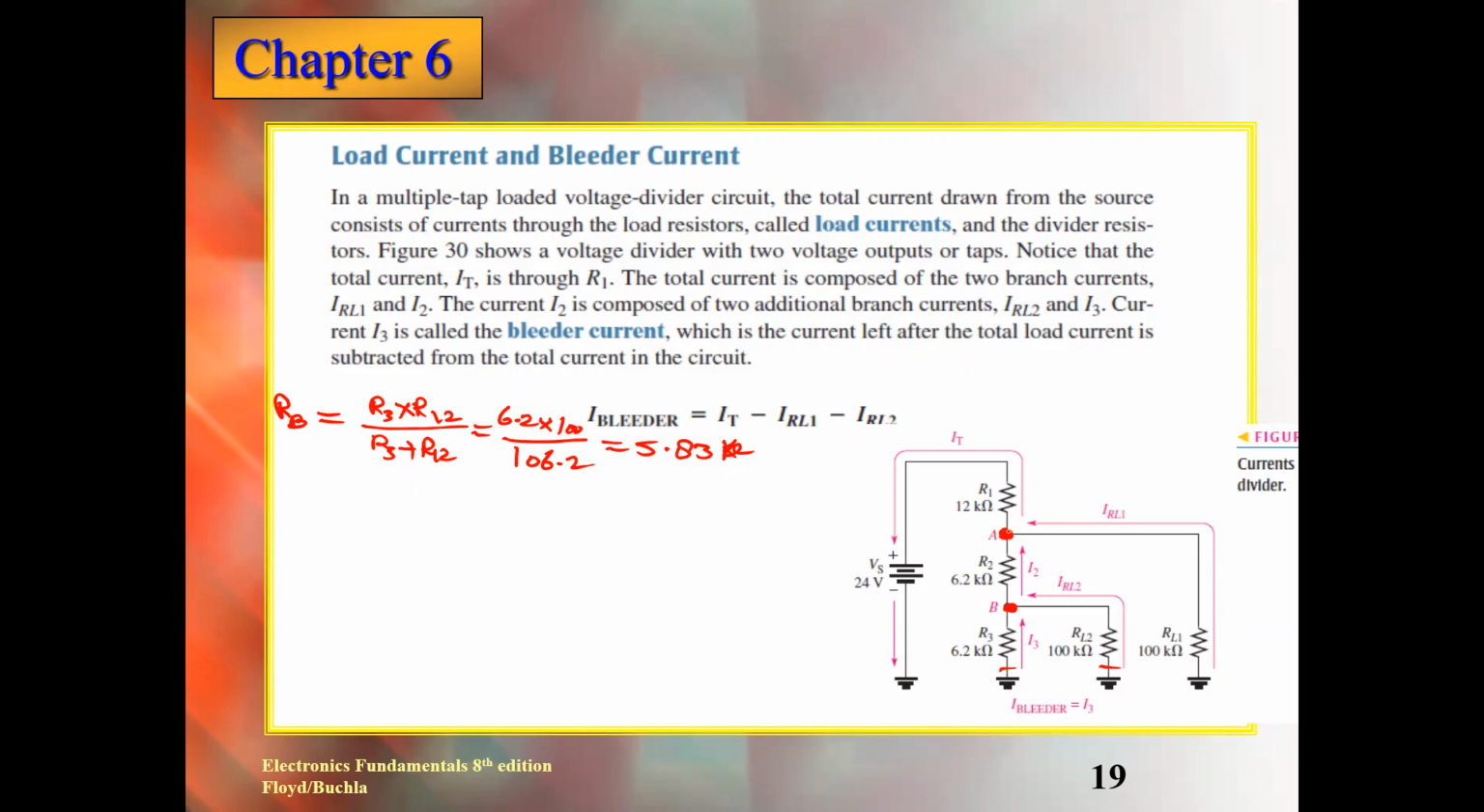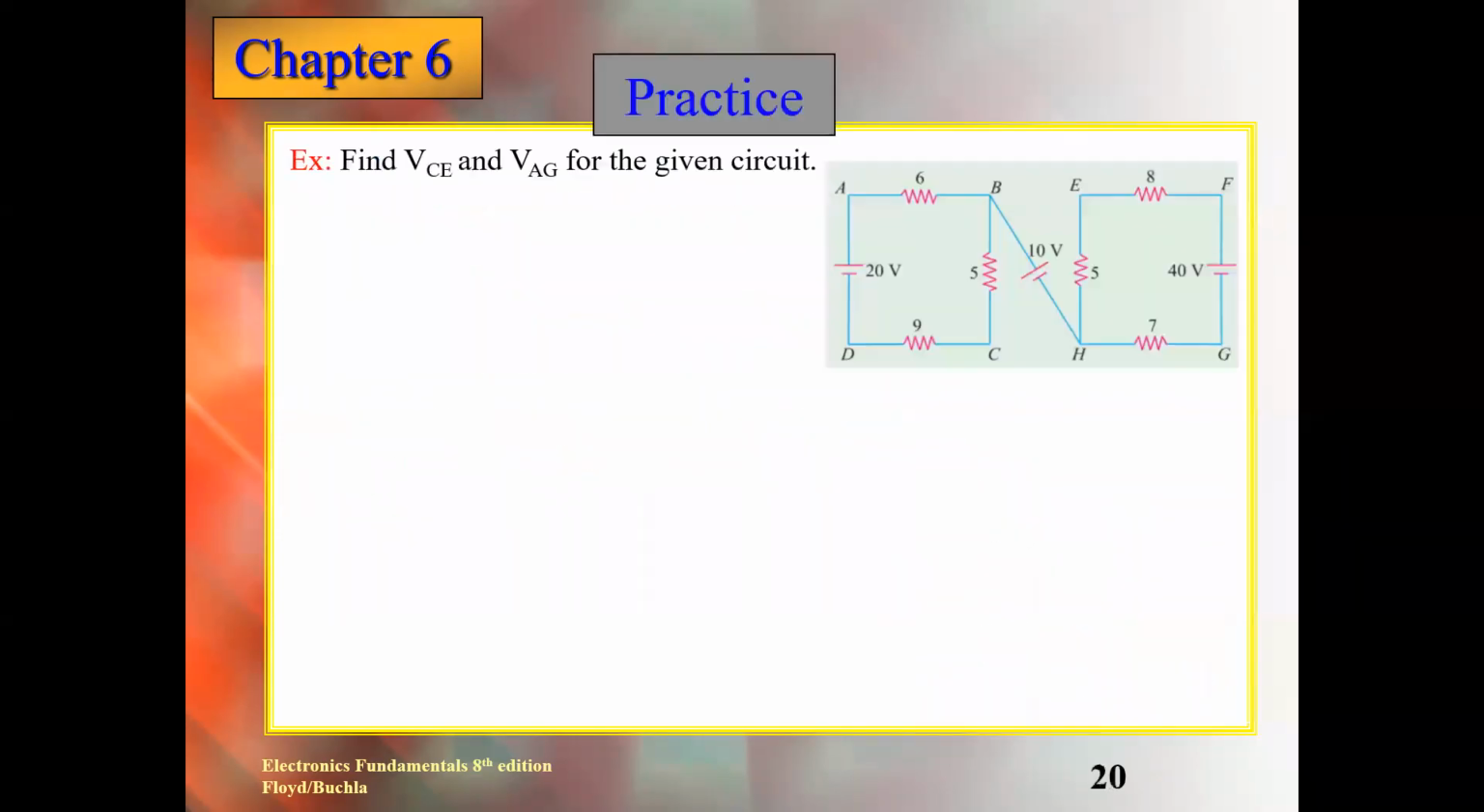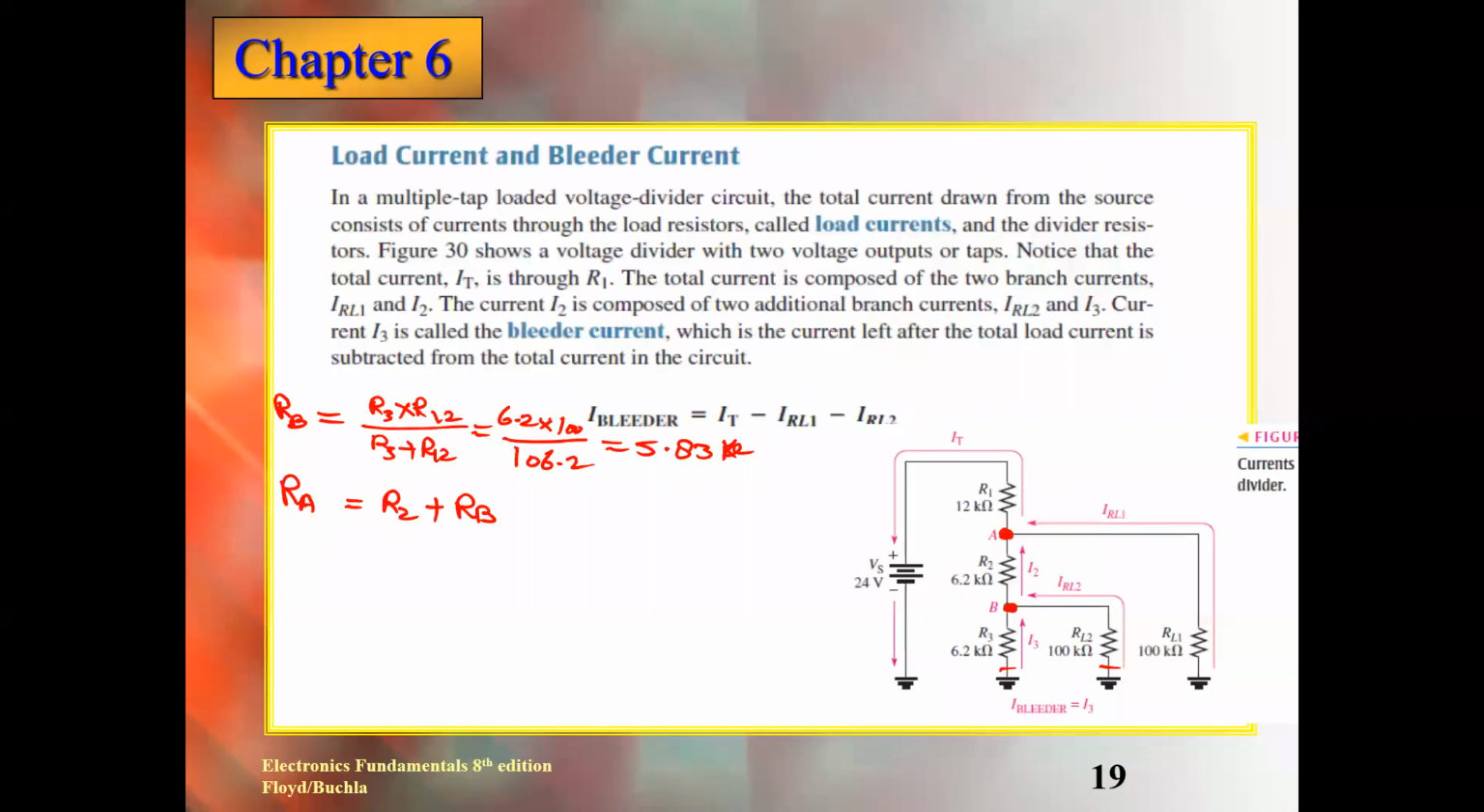Okay, now you reach this point, and you know that this is going to be in series with the R2, right? So what will be the RA, the resistance at point A? It will be R2 plus RB. Are you getting my point? Yes, because it's in series. R2 is given as 6.2 plus 5.83. So calculate RA. 12.03 kilo ohm.